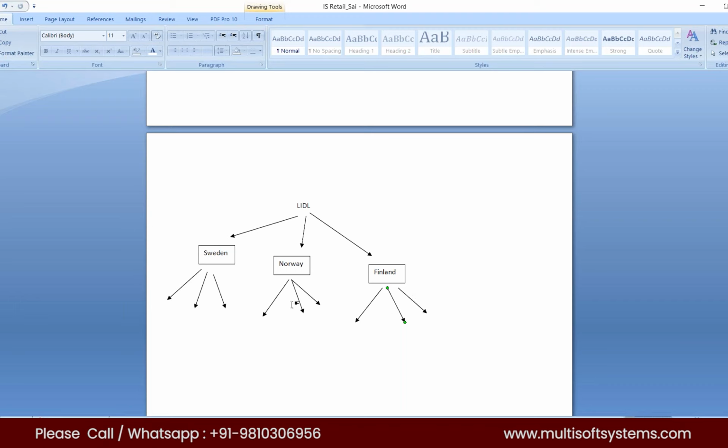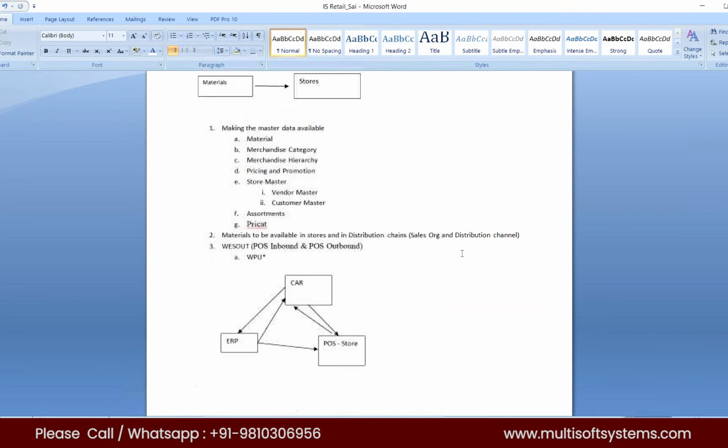So one country can have a single distribution chain, or multiple distribution chains are also possible. Distribution chain is always a combination of sales org and distribution channel.